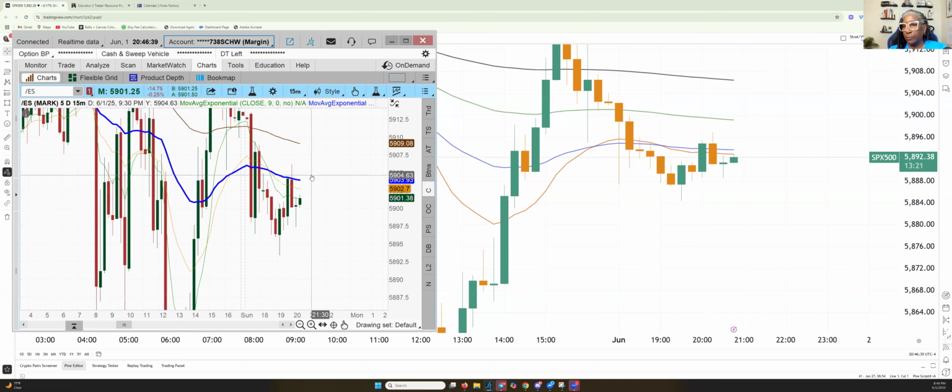I mean, this is the middle of the night. 5901, 5892. So SPX is now below 5,900 right now. We closed at what? 59.11. Yeah, so we're about 20 points below that right now. So it did move.